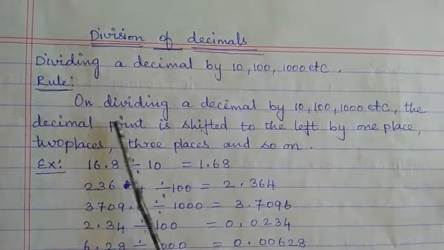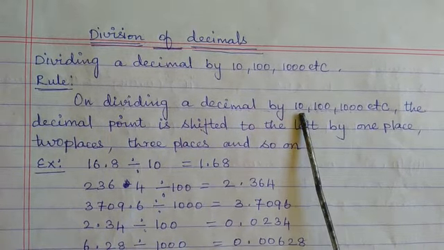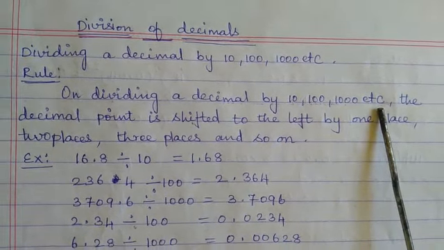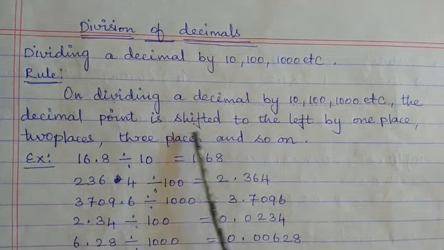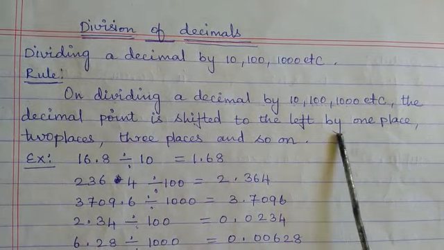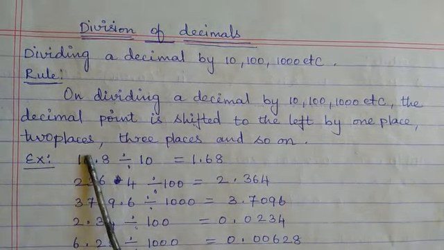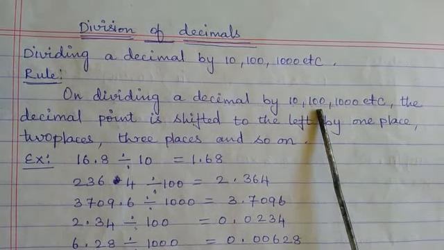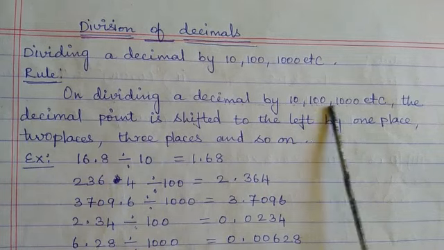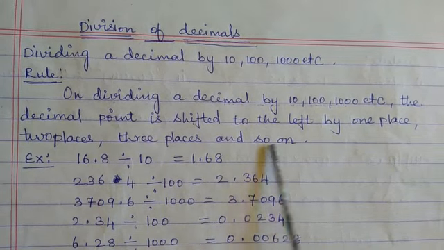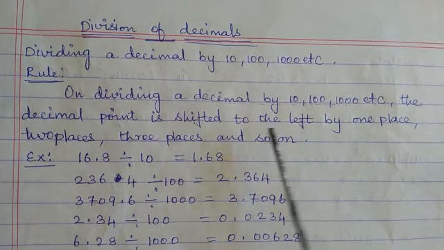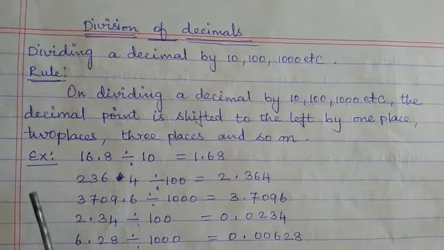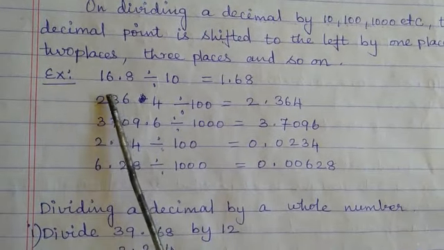What is the rule? On dividing a decimal by 10, 100, 1000, etc., the decimal point is shifted to the left by 1 place, 2 places, 3 places. That is, if it is divided by 10, 1 place; divided by 100, 2 places; divided by 1000, 3 places, and so on. So it is opposite to the multiplication of decimals. Now we will see the examples.